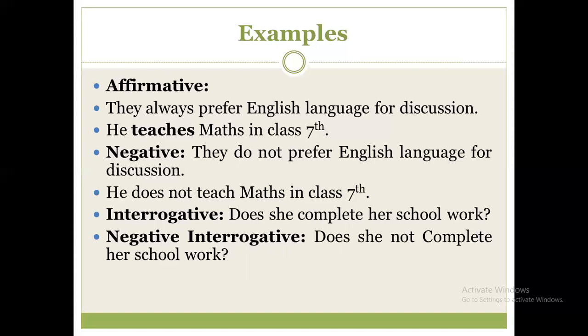The second last sentence is about the interrogative one, which is, does she complete her schoolwork? The last sentence is the negative plus interrogative sentence. That is, does she not complete her schoolwork? These all are the examples of present indefinite tense.